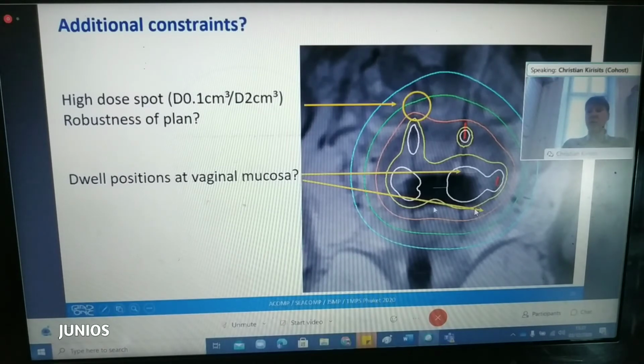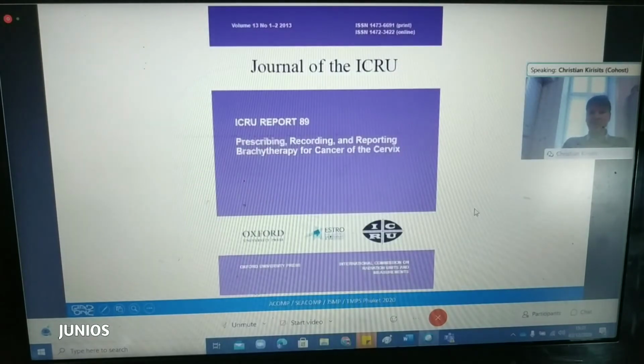It has always been a question: what is happening if the needle goes into the vagina, into the vaginal mucosa? Do we allow dwell positions here or not? The inverse optimizer doesn't know where the vagina is, so we have to tell it. So we have to again think about additional constraints for automated planning.